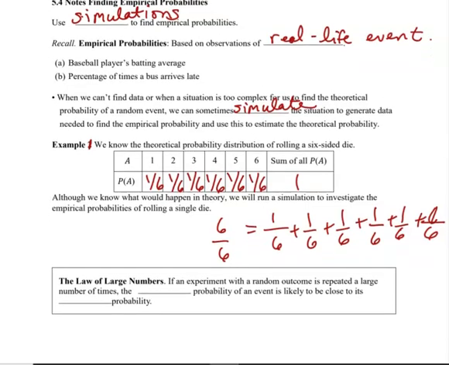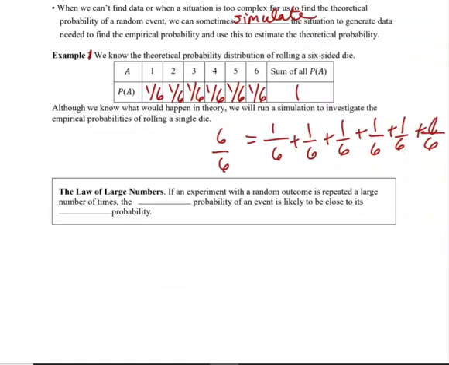But the last thing I want to mention here is something called the law of large numbers. And the law of large numbers says if we were to repeat this experiment or this simulation a large number of times, in theory we want it to go to infinity, right? We want to do this an infinite number of times. We want to roll the die. In theory, an infinite number of times of rolling that die.